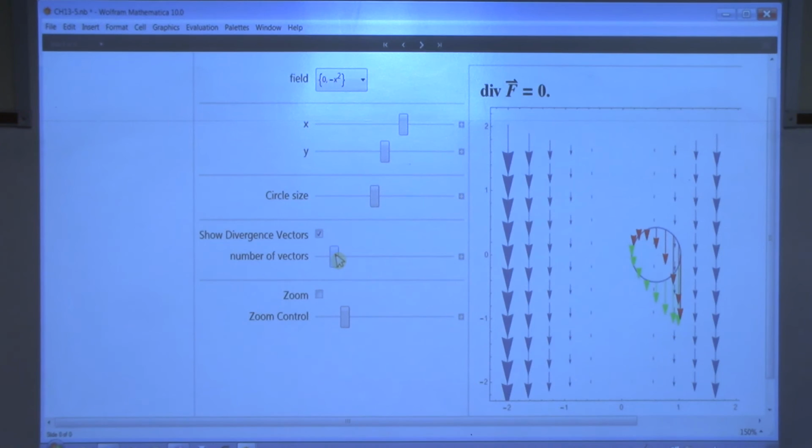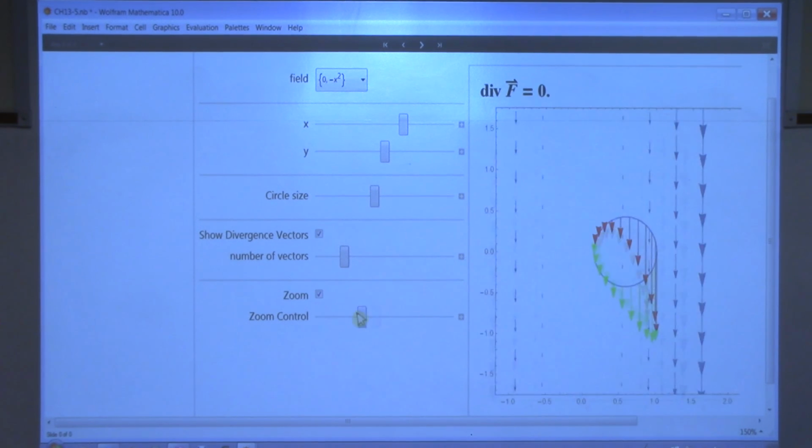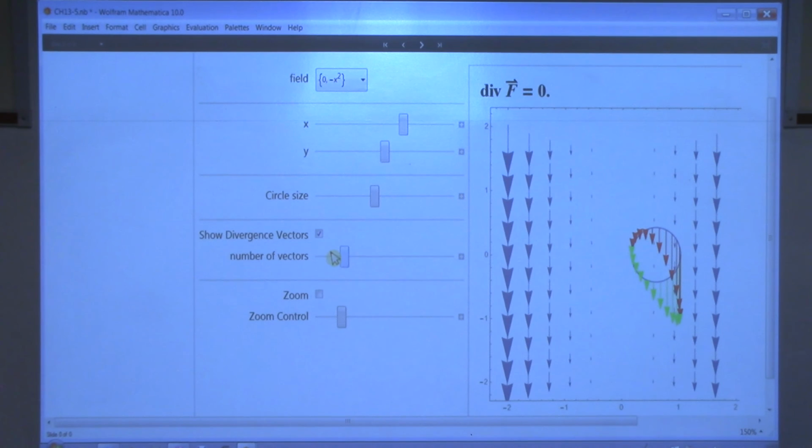You can add more vectors if you want to see more vectors in action here. Take them away. You can zoom in if you want to take a closer look at them. And you can zoom way in. I'm just looking, I haven't looked at this in a long time, to see what I put together here. Okay, so this is a pretty uninteresting vector field, isn't it? In terms of divergence, it's pretty boring. The divergence is 0. It looks like everywhere, right?